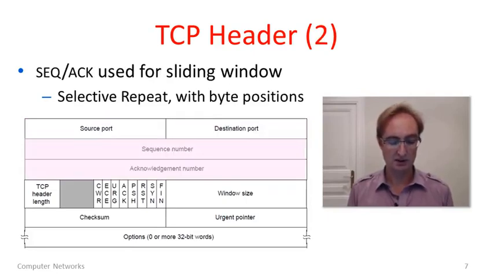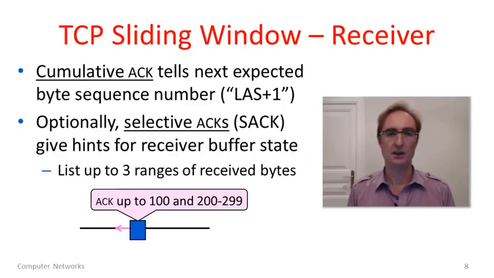Okay, well next comes the sequence and acknowledgement numbers. These are used to implement the sliding window. TCP uses a selective repeat style of sliding window, and the sequence and ACK number really carry byte positions rather than segment numbers. So that's one difference right there. I can tell you a little more about the sliding window, just in terms of how TCP implements it. The ACK that comes back is what is called a cumulative ACK. It tells us the next expected byte number in sequence. So if you like, according to our terminology, this is just LAS plus 1.